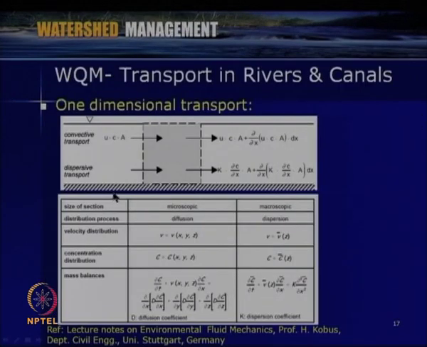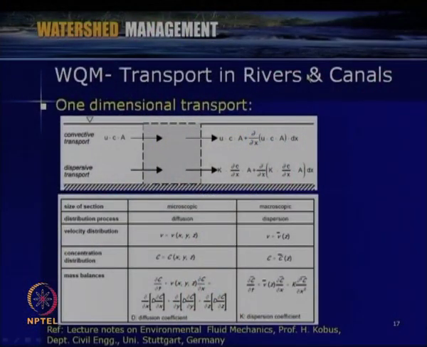Anyway, going into all the details of this is not the purpose of this lecture, since now we are discussing the water quality issues relevant to watershed modeling only. So, that way we are not going into all these details of these kinds of water quality modeling.